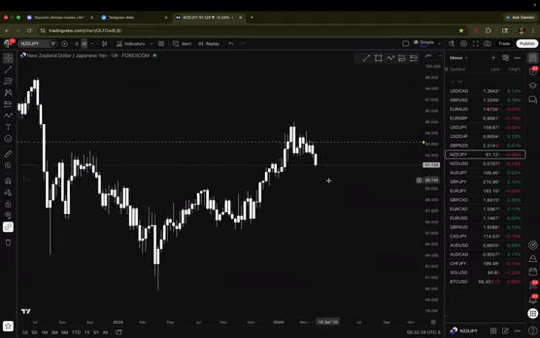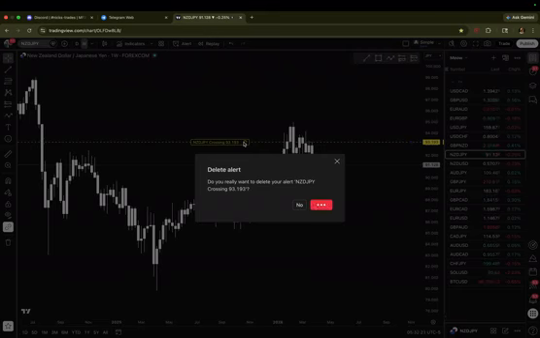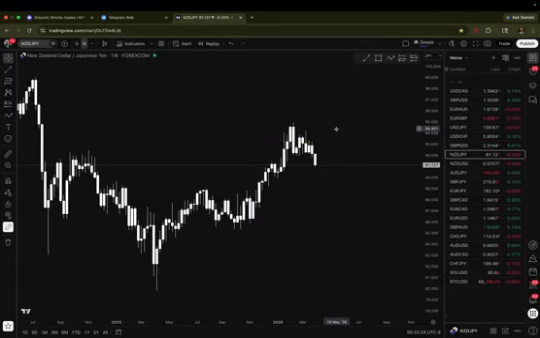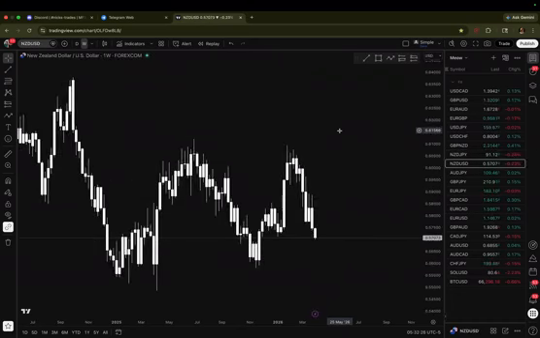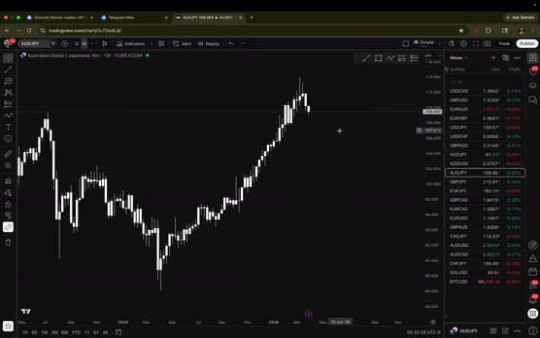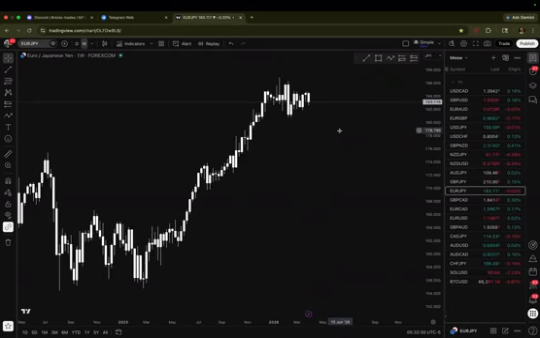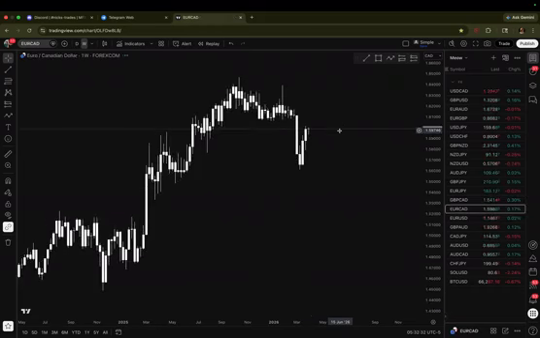I've got this set here on NZDJPY. I think this was from last week. I don't see a clear opportunity here anymore, so I'm going to leave that alone. NZDUSD, I see nothing right now. AUDJPY, nothing. GJ, nothing. EJ, nothing. GBP CAD, nothing for me.